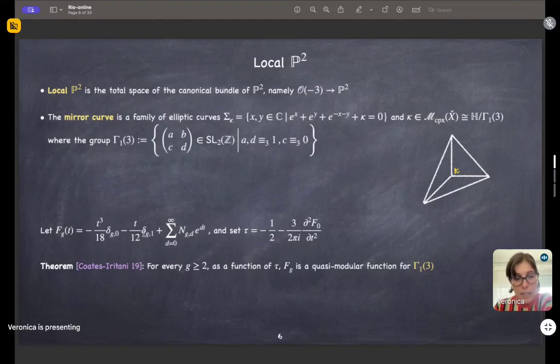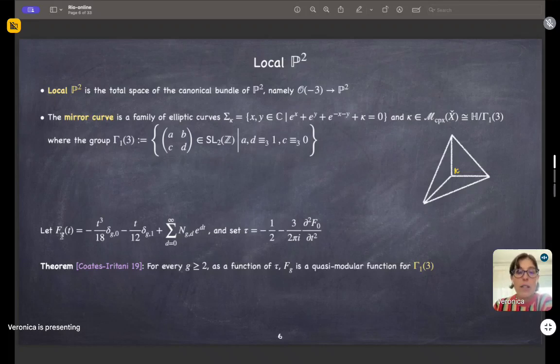You don't have to remember the explicit formula. The point is that there is a special coordinate in the moduli space that parameterizes the complex structure. It is not the original kappa that you see here. It is tau, which is related in a sense to kappa and to t through the following expression. And what is relevant is that you have this modularity property for this generating function at fixed genus. Okay, so that's the part that I want to mention about local P2 and somehow the geometry.